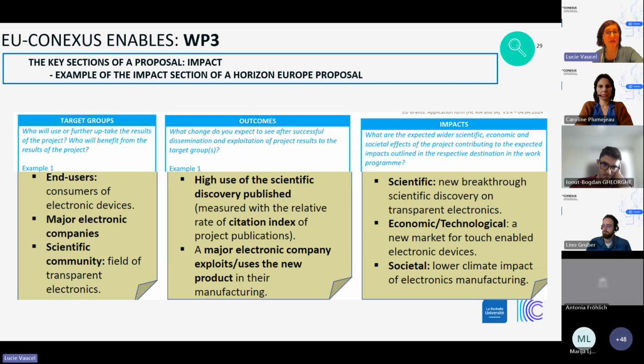And as impact, you could have a scientific impact, such as a new breakthrough scientific discovery on transparent electronics. You could have an economic technological impact, such as a new market for touch-enabled electronic devices. And you could have also a societal impact, such as lower climate impact of electronics manufacturing. So this is an example.